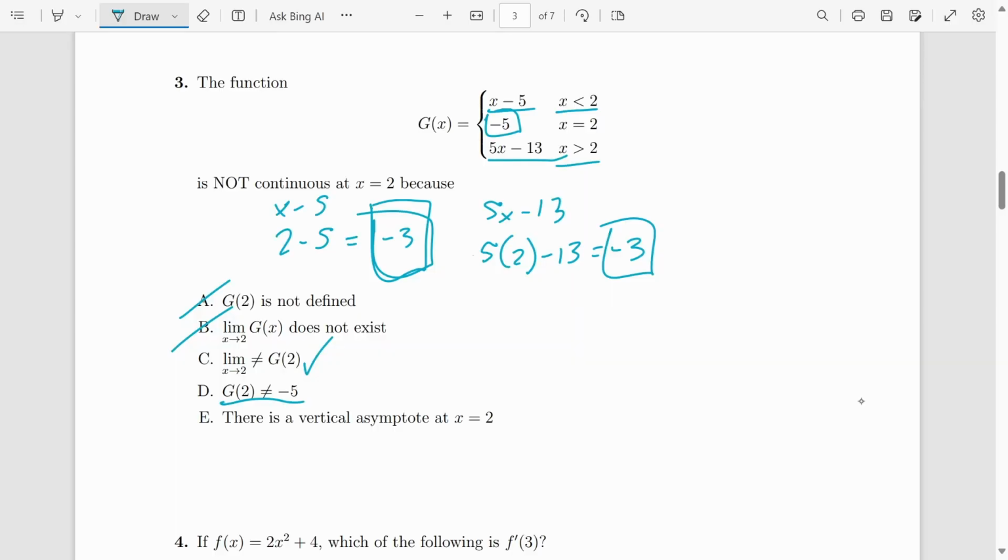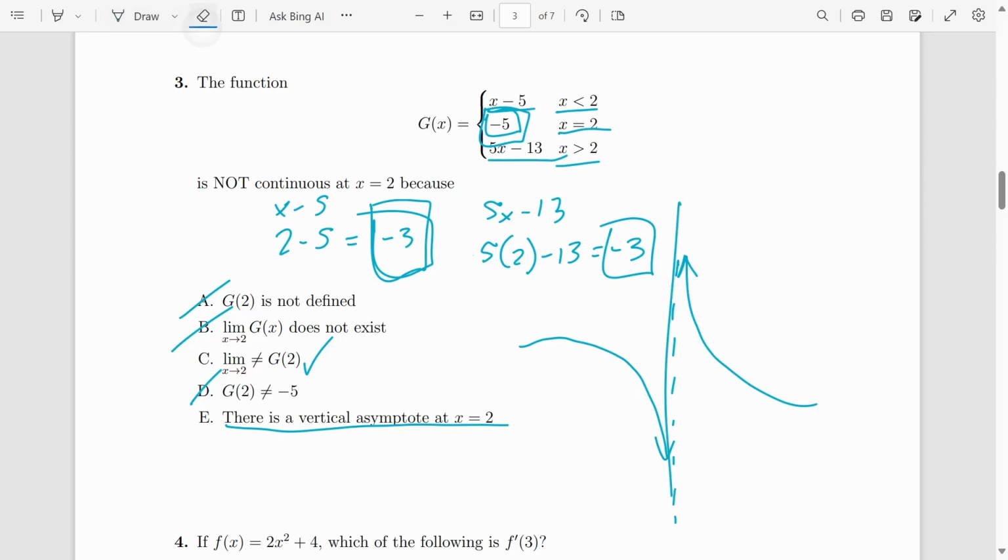So looking at D, g of 2 does not equal -5. Yes, it does. g of 2 equals -5. So D is wrong. And now just looking at E, there's a vertical asymptote at x equals 2. That's not what asymptotes mean. Usually asymptotes are created because you have some function that goes like this, where x borders on an imaginary line there and approaches infinity at that point, and you have this line that it never crosses.